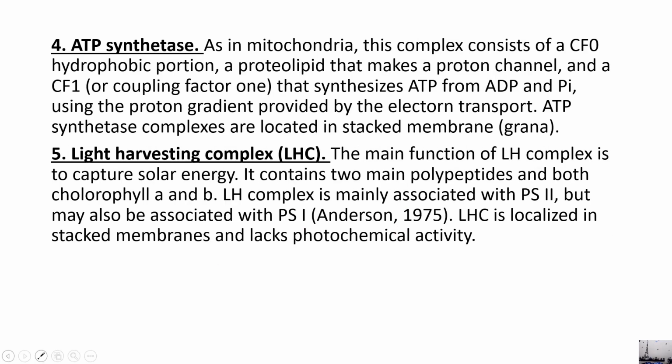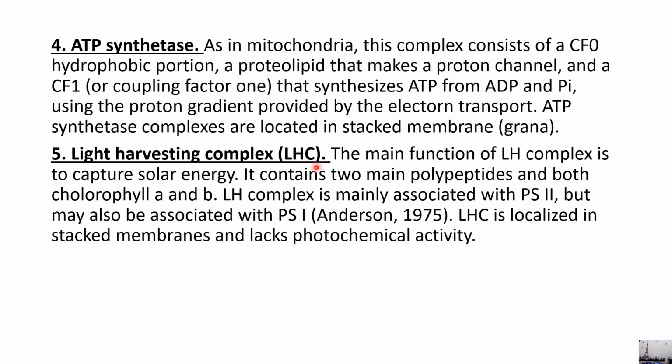Then we have the ATP synthetase. It's as in mitochondria. This complex consists of a CF0 hydrophobic portion, a proteolipid that makes the proton channel, and a CF1 that synthesizes ATP from ADP and Pi using the proton gradient provided by the electron transport. So ATP synthetase complexes are located in the stroma membrane.